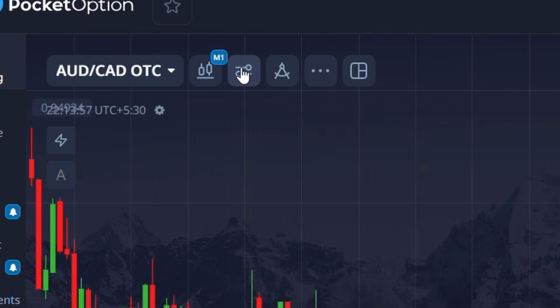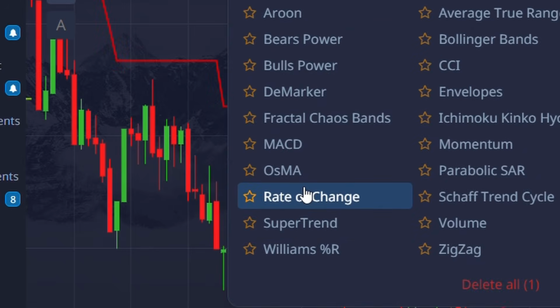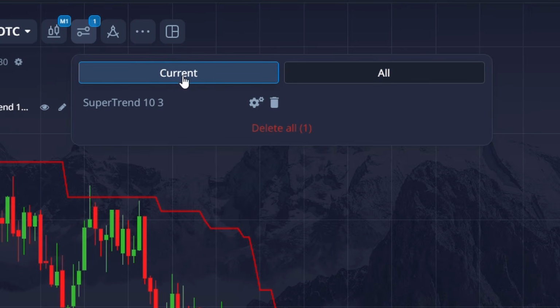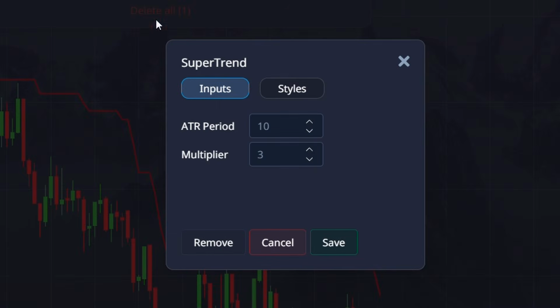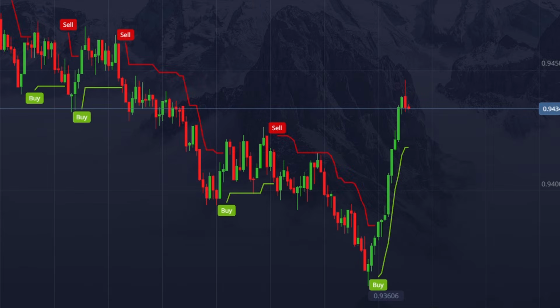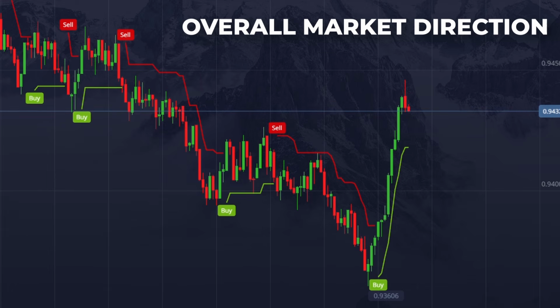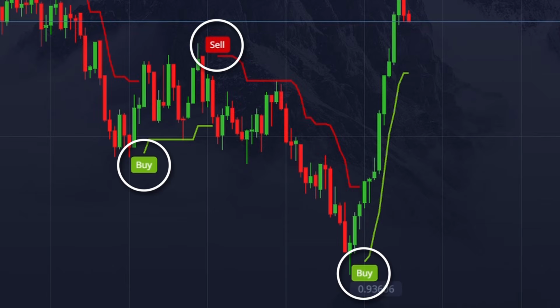First, let's go ahead and add the indicators we need. The first and the main indicator we need for this strategy is the Supertrend indicator. Make sure to change the multiplier to 2 and keep the ATR period as it is. This indicator will help us identify the overall market trend and give us clear buy and sell signals.